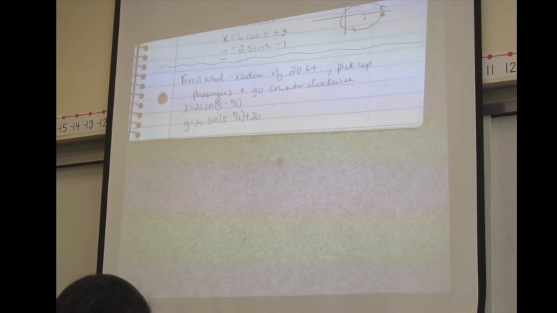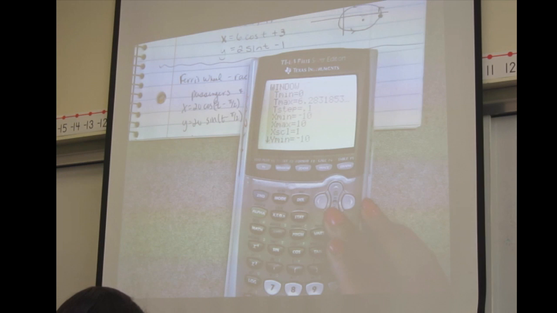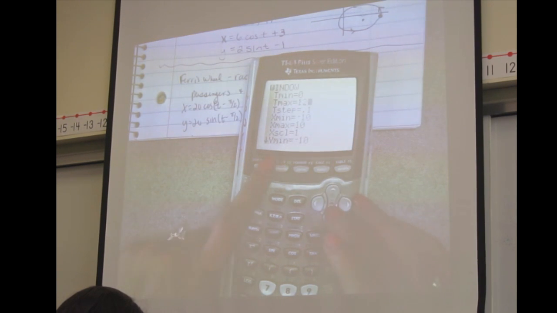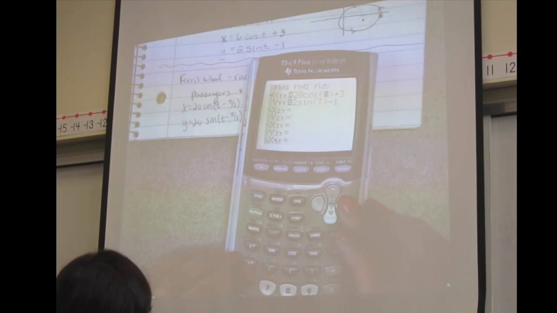You won't get back to go back. So you want t to be multiplied by 6 over pi. Yeah, should be. I don't know. So here what I can do is, in my window, if I do 0 to 12, right, this is 20 cosine.